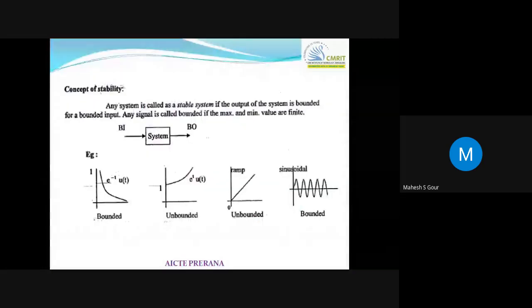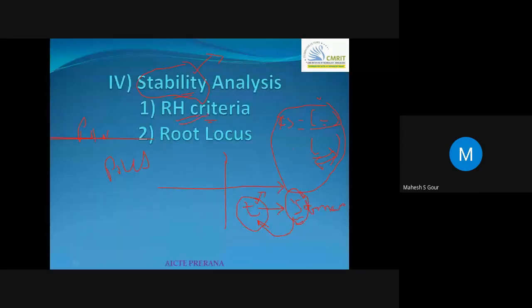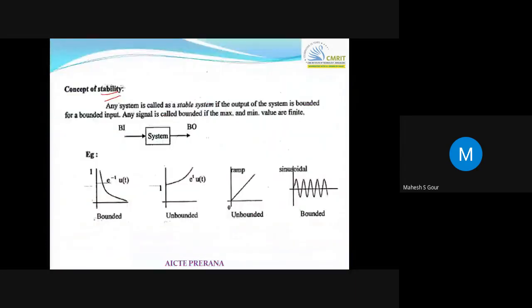Okay, so as I explained, I'll cover in 5-10 minutes briefly what is RH criteria. I have taught this in a class. What is RH criteria? What are the different problems on that? Why are only poles being checked instead of zeros? And which system is stable, right? For bounded input, it should produce bounded output.